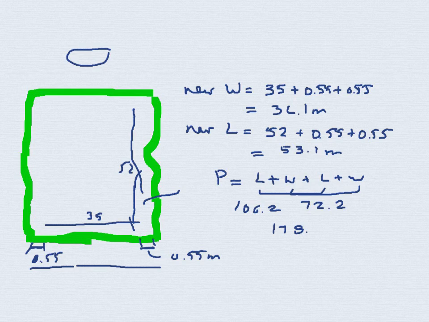is your perimeter. I'm going to finish that question. That's just a bit of a screw up. That's your perimeter on the outside edge, the green.